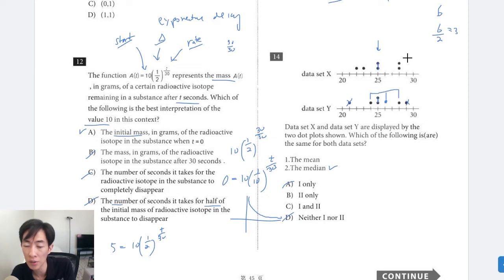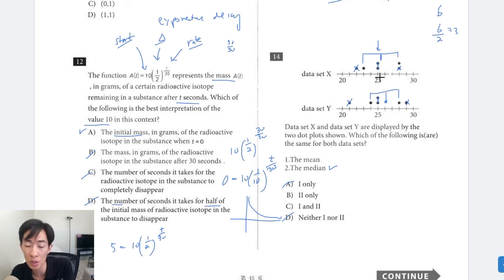Now let's look at the same thing in data set X. Again, it has the 2 in the center, and equidistant is 22 and 28. And so now the remaining 2 that we're comparing here is between 23 and 28. And so notice the position difference between X and Y. The average in data set X is going to be somewhere closer to 25, whereas the average in data set Y is going to be somewhere closer to 26.